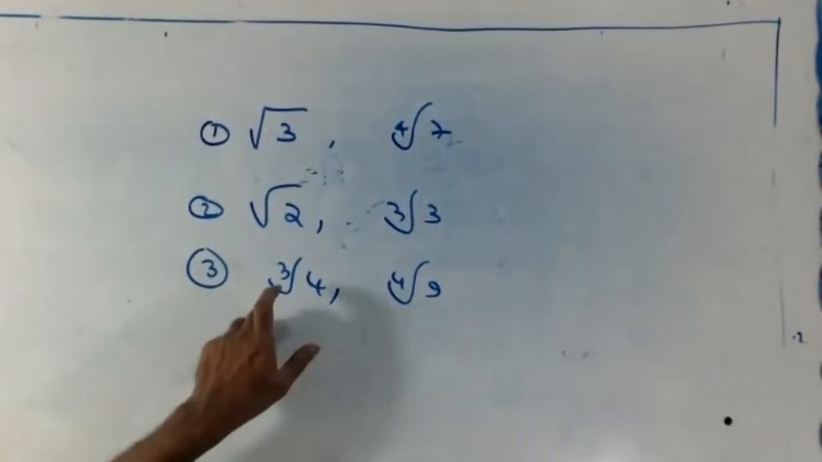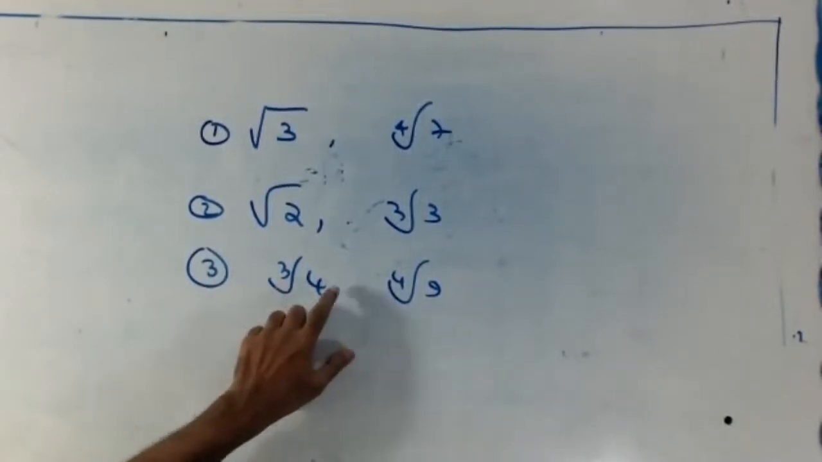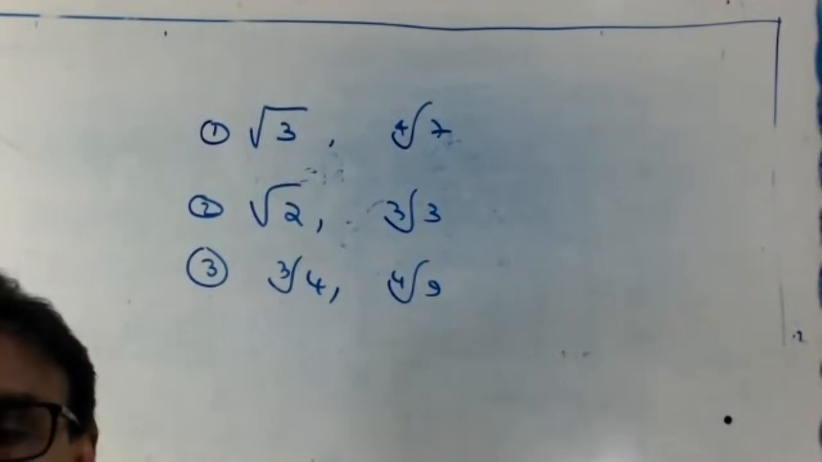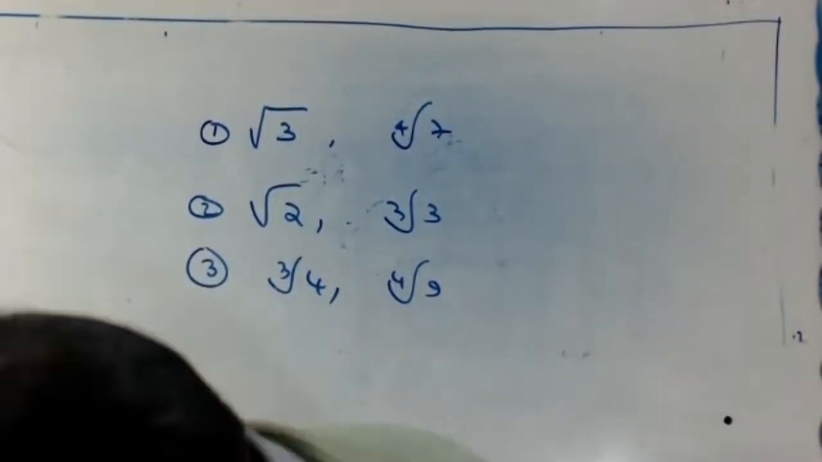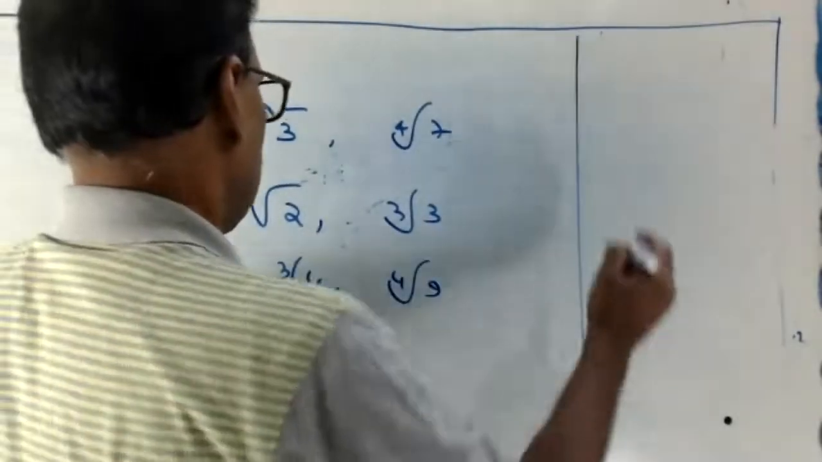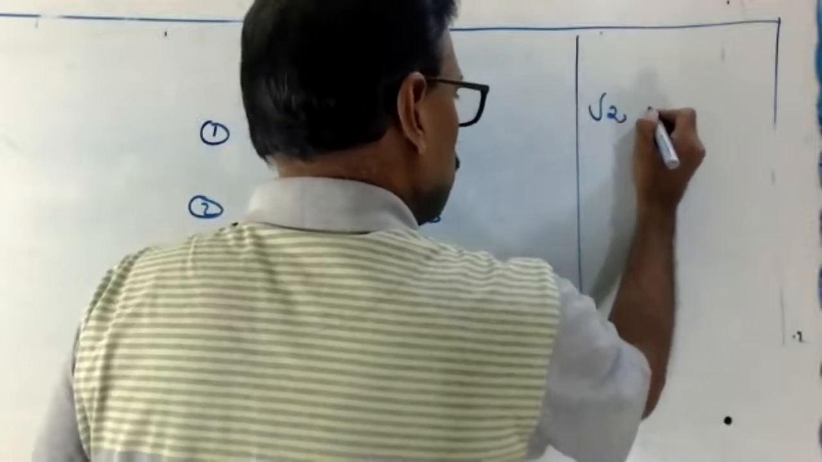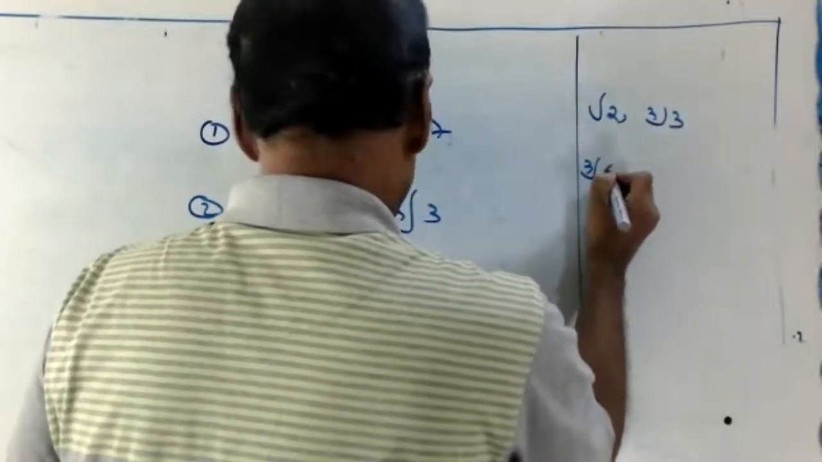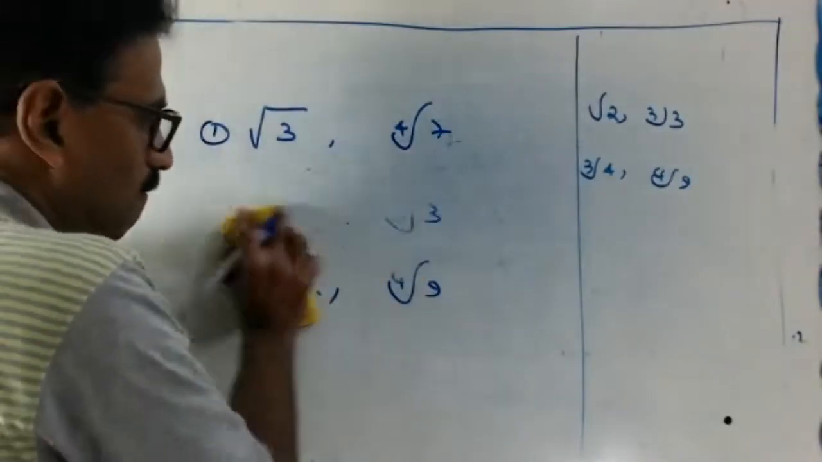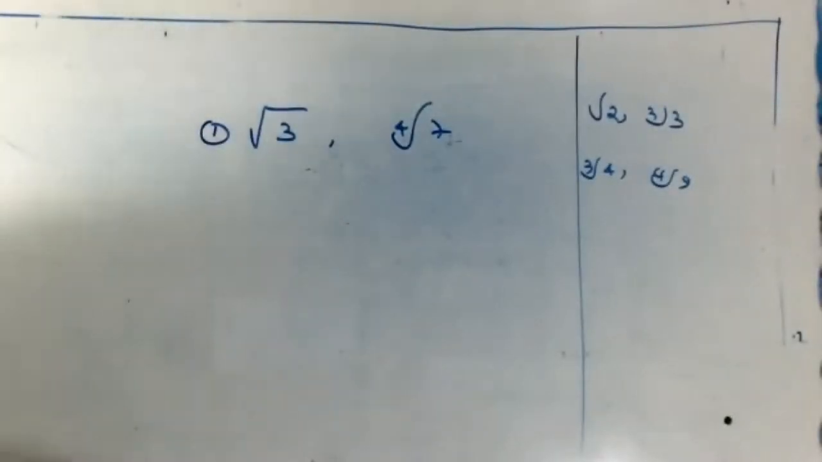Look at here. This is the third question. Cube root of 4, comma fourth root of 9. Now listen here. Look, I'll show one by one. The first question. Let me write the question here. Root of 2, comma cube root of 3, cube root of 4, and fourth root of 9. Look at here now. Listen. Cube root of 3 and fourth root of 7.